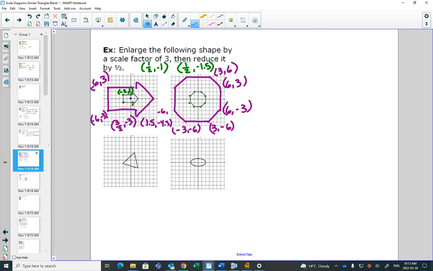I'll label my points here. So you can check if you had your points, count them out, if you had them in the same spot.